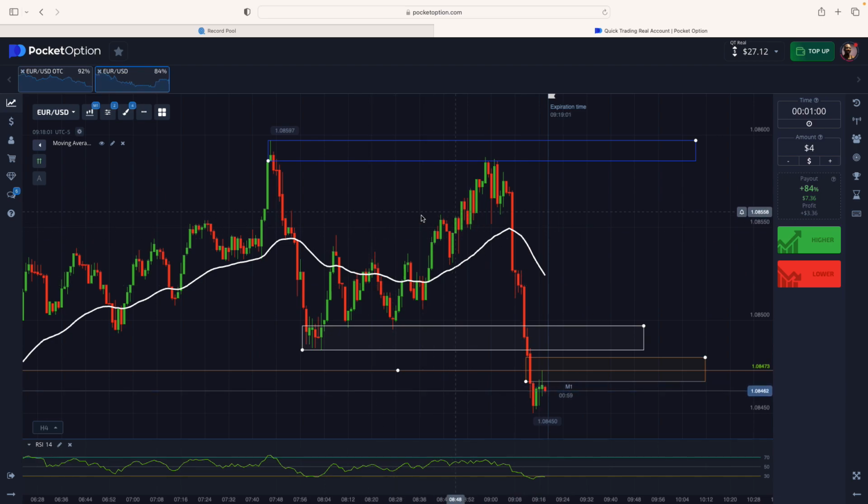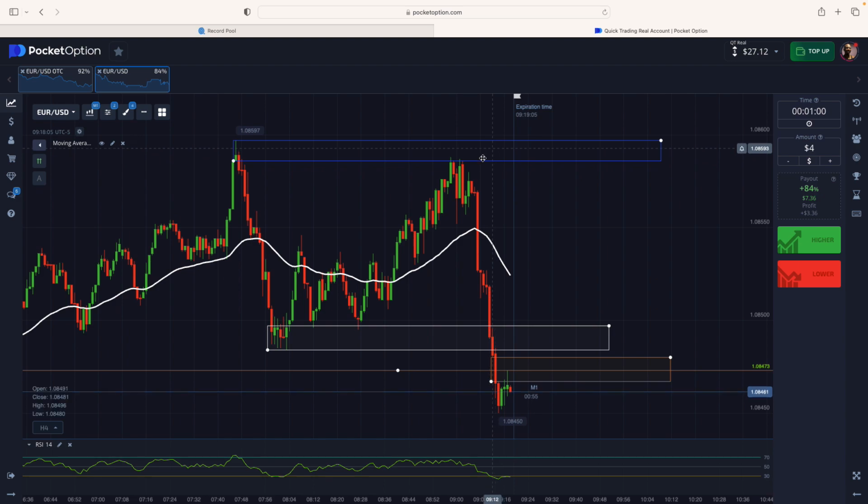Now this is internal liquidity, so this has got to get swept. So the price will probably reach back here later rather than sooner. Right now it's getting all of this. This is the fair value gap. This is the order block right here. But the fair value gap has got to get filled or touched.